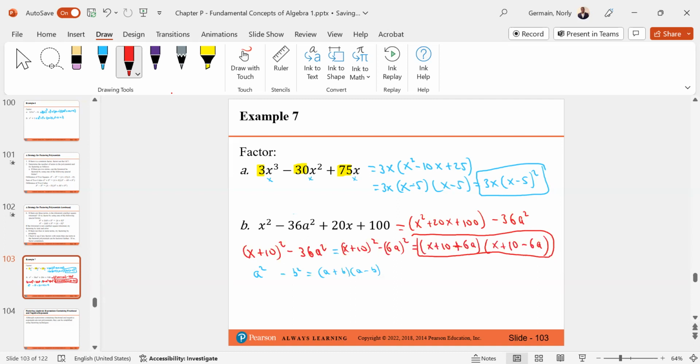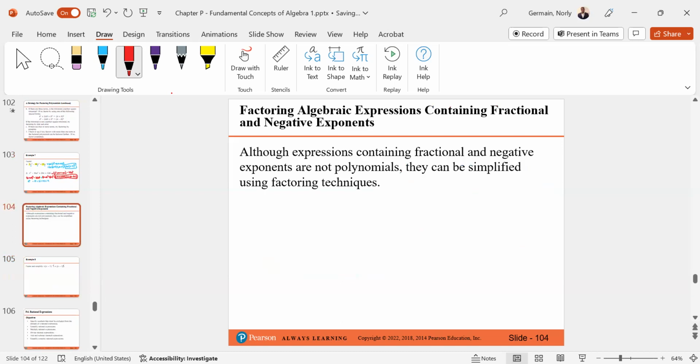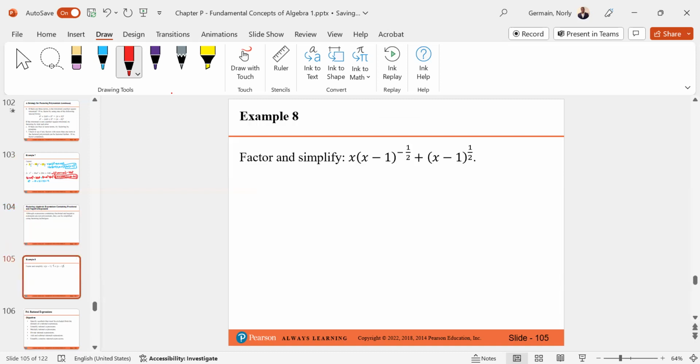But one more thing is how we're gonna factor algebraic expressions, because although expressions containing fractional and negative exponents are not polynomials, they can be simplified using factoring techniques as well, right? That's what we're showing in these little examples. The greatest common factor here is x minus 1, okay? With the smaller exponents, we're gonna use it with the smaller exponents.